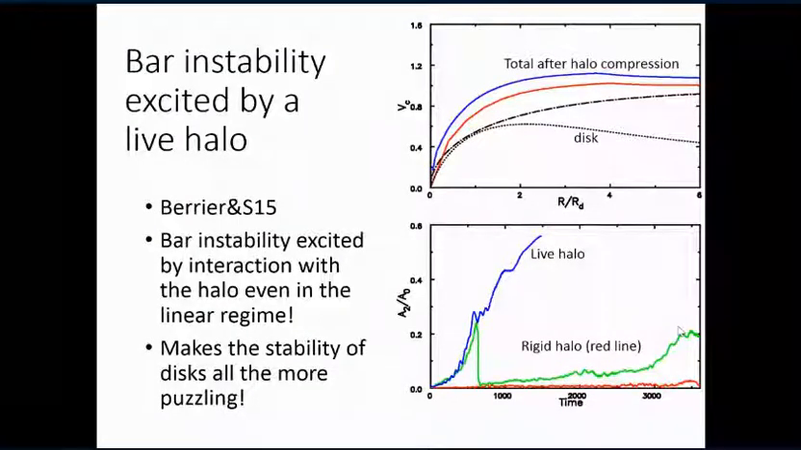So the conclusion from this work is that disks in live halos can behave very differently from disks in rigid halos. And of course, if you want to have modified gravity, then you can do away with the live halo. So that might be an interesting idea. I'm going to stop now.